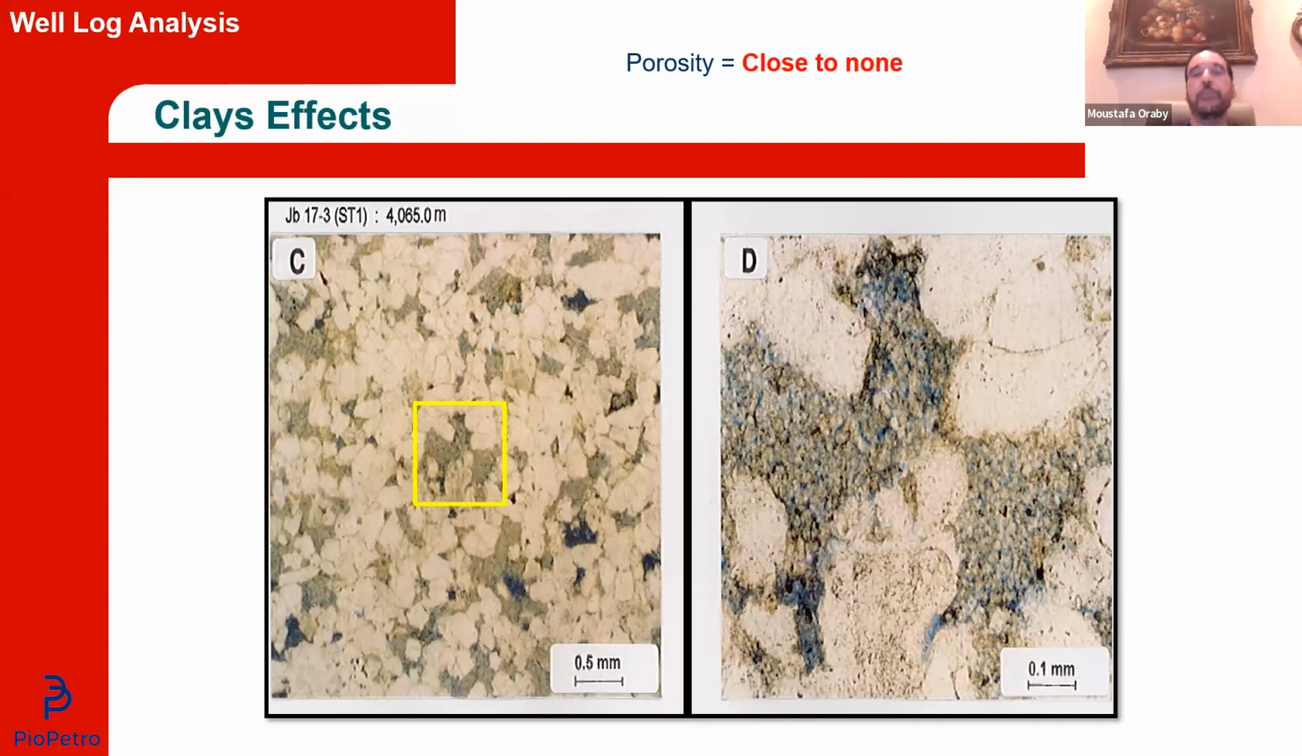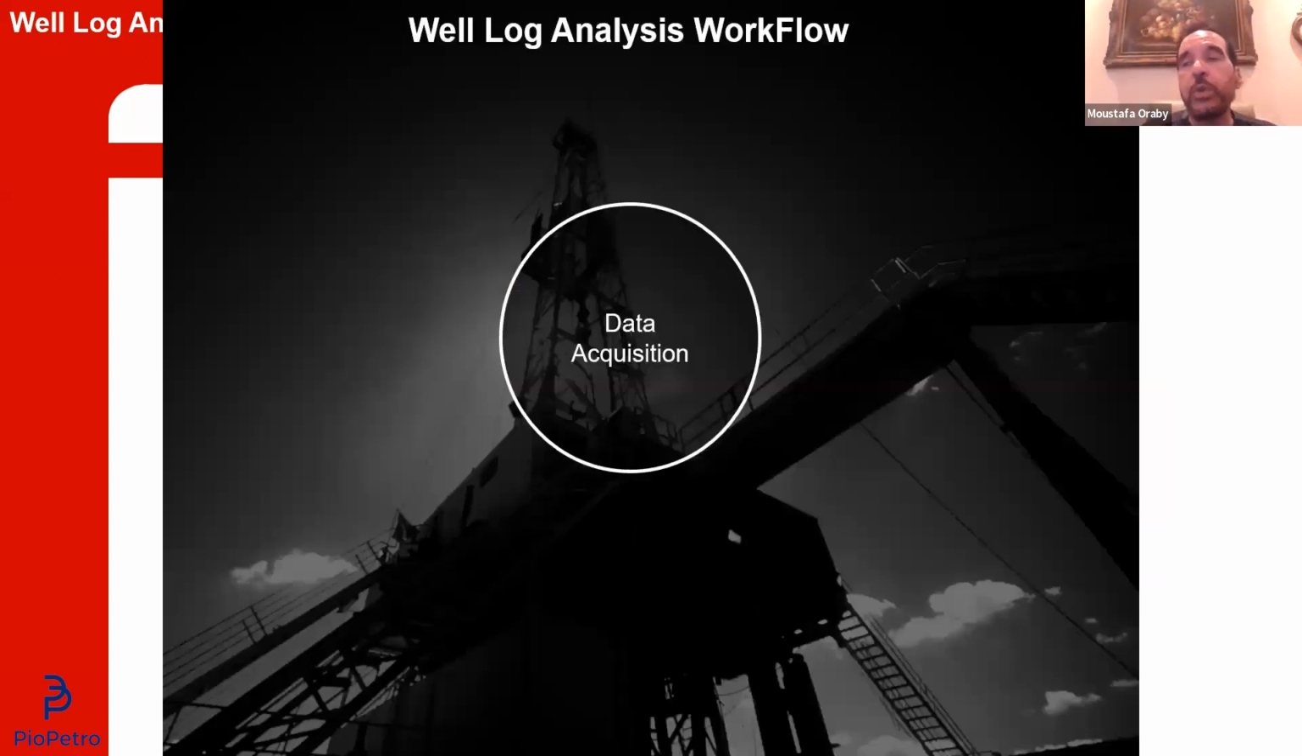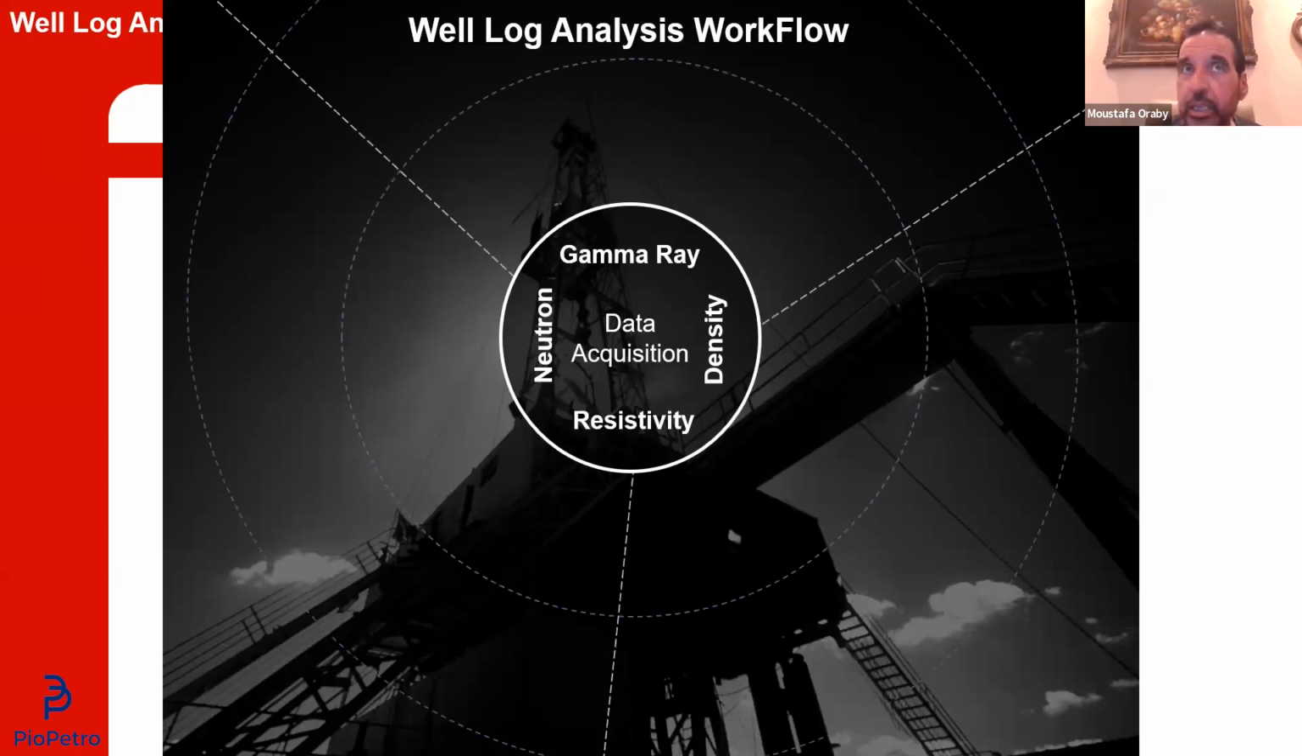Now, when I start looking at the evaluation of my reservoir, I look at three different stages. Let's take this stage by stage. Pay attention to this. What I have here are four tools: gamma ray, neutron, resistivity, and density, plus the caliper that I talked about. Using these tools, I have three stages to go through, so I will divide the process into three stages. The first one is data quality control, which we call environmental correction.